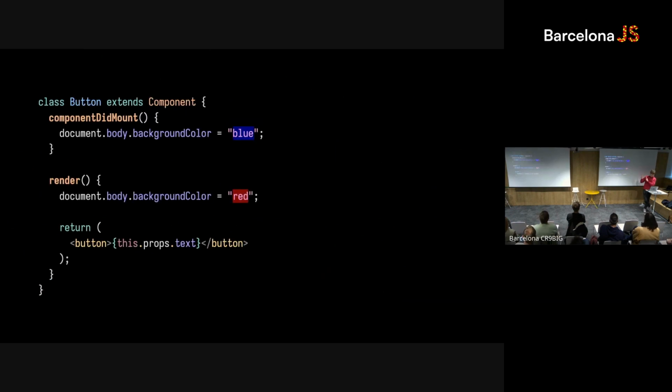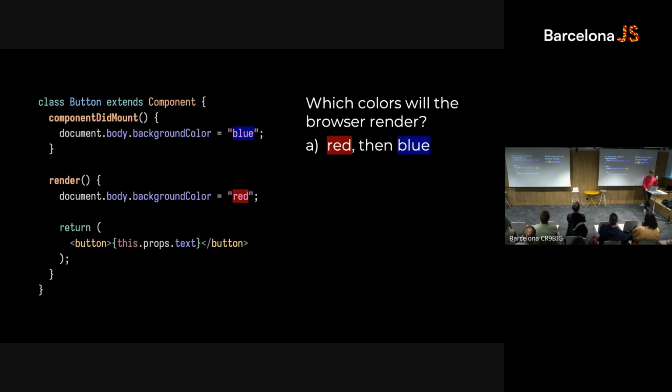So I have this React component. This React component renders a button, and also during rendering, it sets document body background color to red. Also, when this component mounts, it sets the document body background color to blue. So my question to you is, which colors will the browser render? Option A, red then blue. Option B, blue then red. Option C, only blue. And option D, only red.